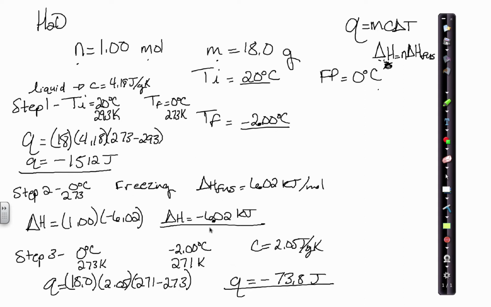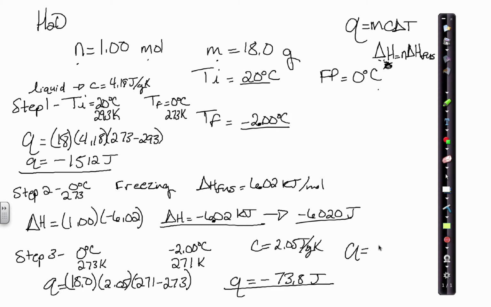So now if I want to get the total energy involved in this process, I'm going to add everything together, but I have to be very careful about my units. I have kilojoules here, joules and joules here. So I'm going to convert this to joules. It should be negative 6,020 joules. So this plus this plus this.